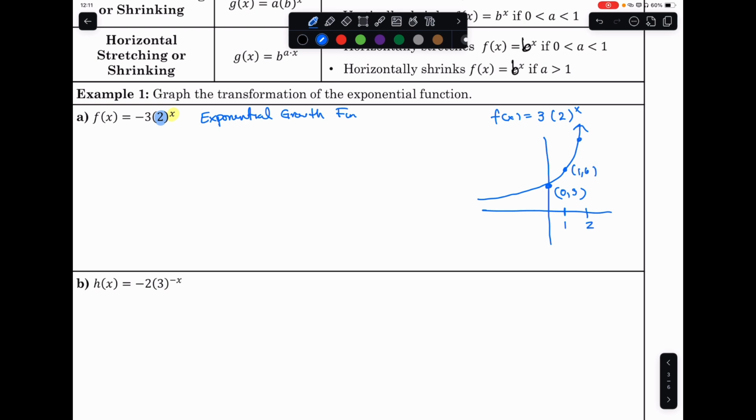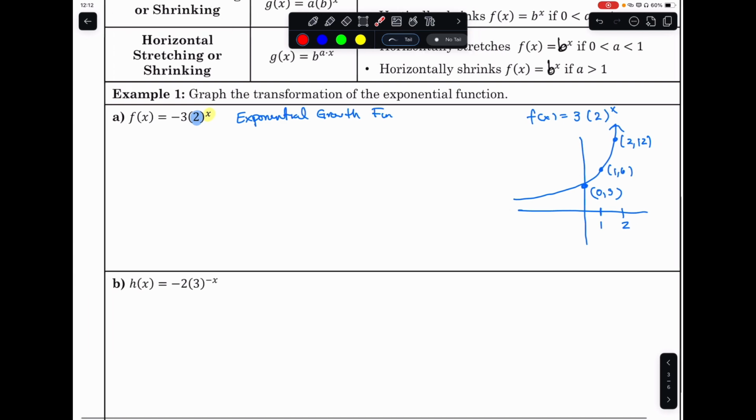and then increasing x by 1 again would be at 2, 12, and then so on, okay? All my y values are simply increasing, starting off at 3, they're increasing by a factor of 2. So 3 times 2 is 6, 6 times 2 is 12, and so on, okay? So this is your exponential growth function.